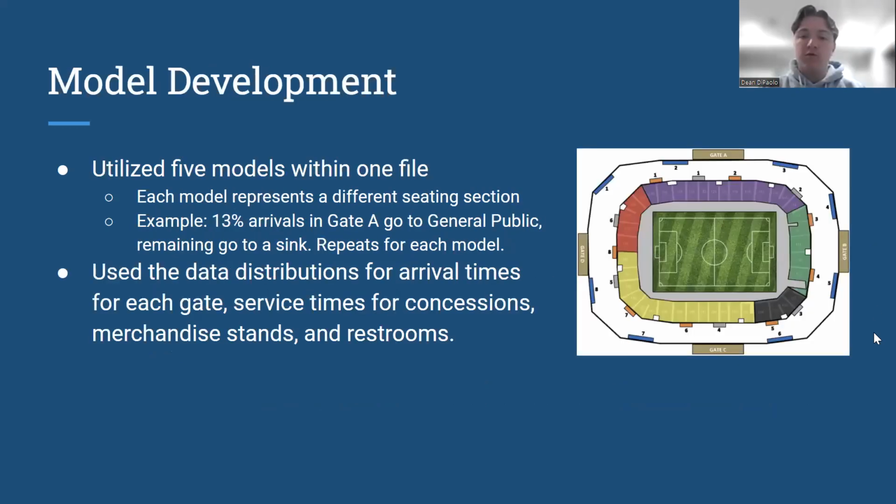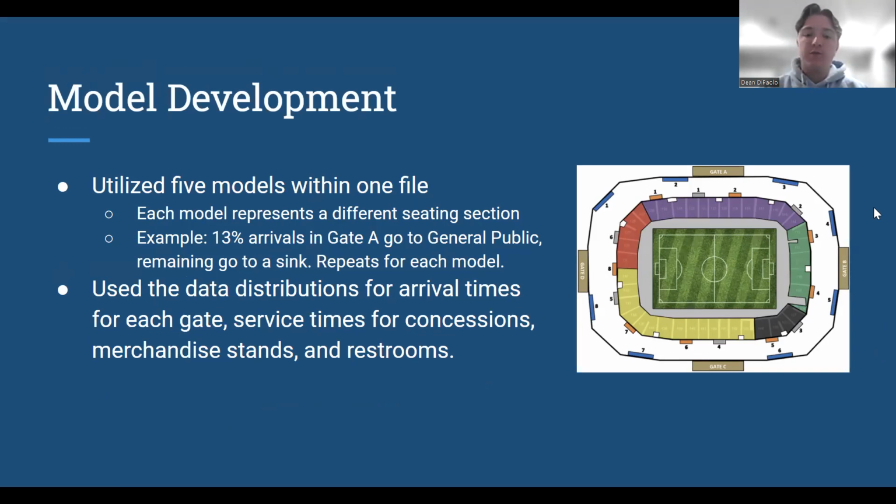For the initial model development, we decided that it would be best to utilize 5 different models within the one Simio file, and each of the 5 models represents a different seating section. For example, if we're looking at the general public section, we used one model and we have all 4 gates. So 13% in gate A go to the general public. Therefore, we had 13% of people coming in from gate A go through the system, and then the remaining 87% went to a sink.